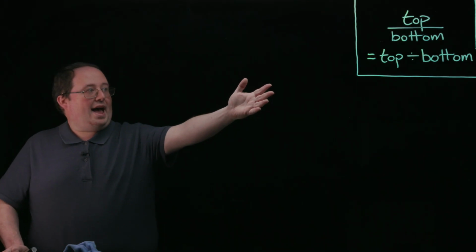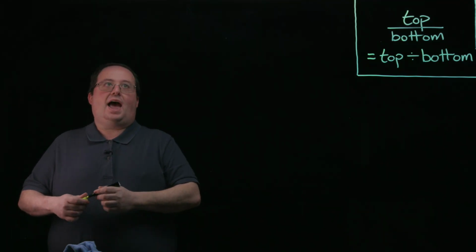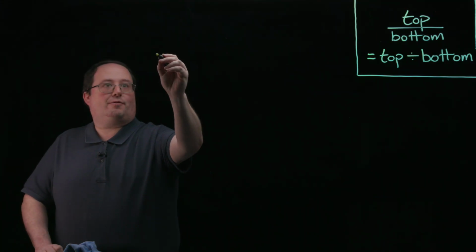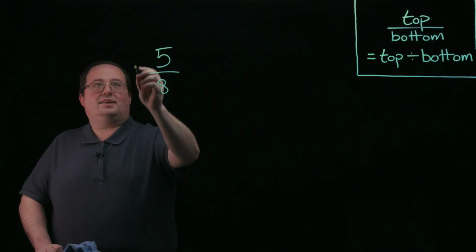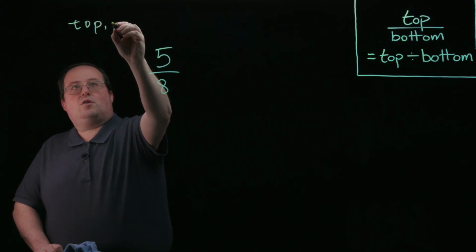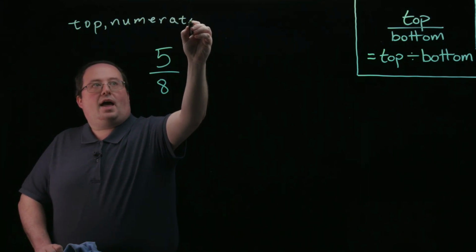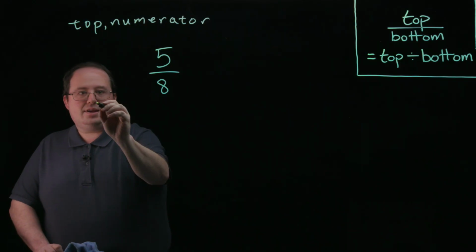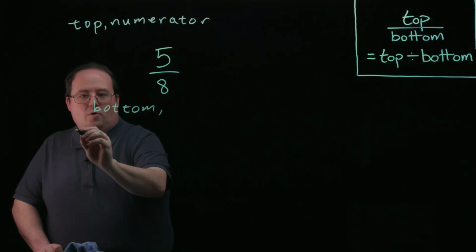So in the corner, we have the formula that Noah wrote down for converting fractions into decimals. And in this example, we'll do that with the fraction 5/8. And here, 5 is the top, or the numerator, and 8 is the bottom, or the denominator.